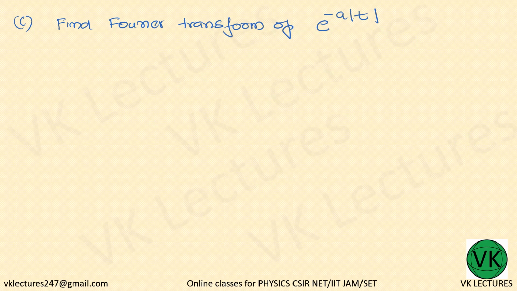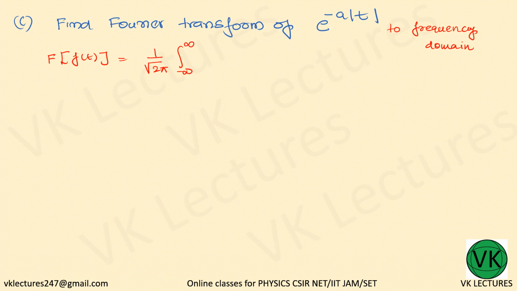Find the Fourier transform of the function e to the power minus a mod t to the frequency domain, or as a frequency domain function. Now starting with the formula, the Fourier transform of the function f of t is equal to 1 divided by root of 2 pi, integral from minus infinity to plus infinity f of t e to the power i omega t dt.